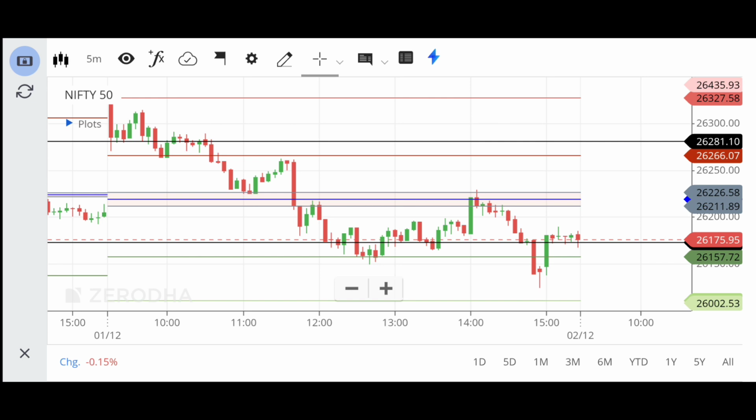And also I'll include pivot points here. You see red color lines above the CPR for resistance: R1, R2, R3. Below the CPR you see the green color lines, which are called S1, S2, S3, and the CPR's central blue line is called the pivot point. These are the most important indicators we should consider while taking the trade.